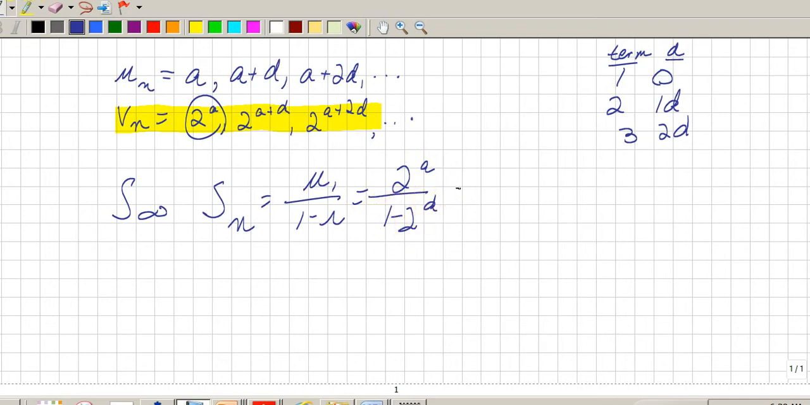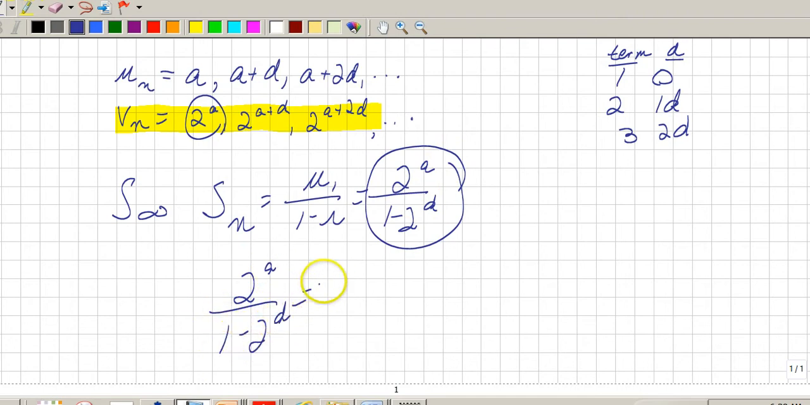And then finally, part 4: given that the sum of the infinite series is equal to 2 to the a plus 1, find the value of d. Well, this is the formula for the infinite sum, so we set it equal to 2 to the a plus 1. All we have to do is take that equation and solve for d. Let's write this a little better: 2 to the a over 1 minus 2 to the d. And on the right-hand side, 2 to the a plus 1 is the same as 2 to the a times 2.